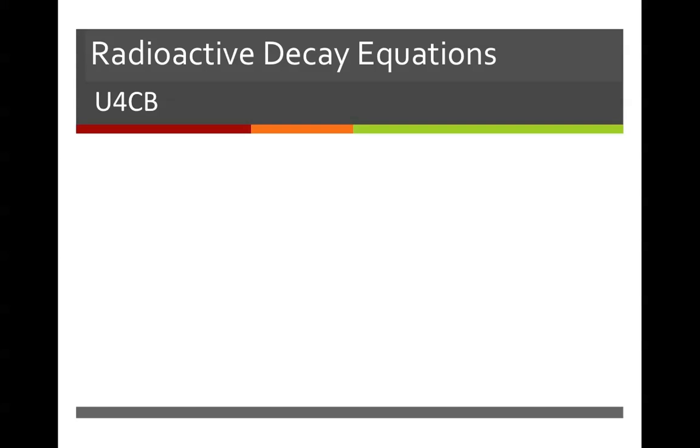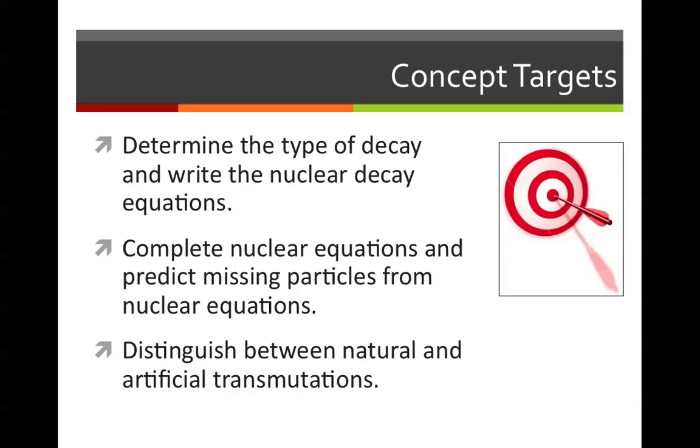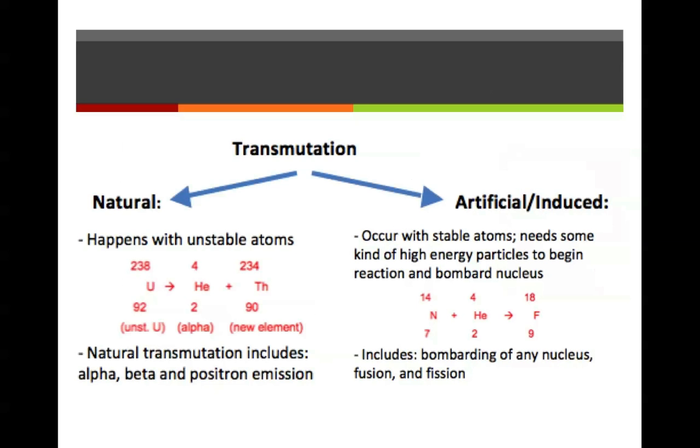In Concept B, we're going to be focusing on how to write nuclear decay equations and also how to predict a couple of different things with them. So the goal of this topic is to determine the type of decay and then write the nuclear decay equations. We're going to be completing nuclear equations and predicting missing particles, whether they're reactants or products, and also learning how to distinguish between natural and artificial transmutations.